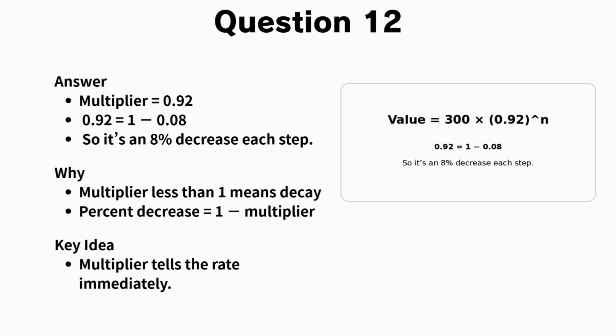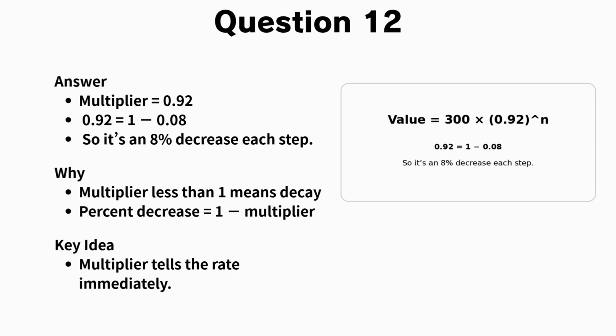Think of 1.00 as no change. If the multiplier were 1.06, we'd say a 6% increase, because 1.06 equals 1 plus 0.06. Here it's 0.92, which is less than 1, so it must be decay. Write it as a change from 1. 0.92 equals 1 minus 0.08. That tells you the value keeps 92% each step and loses 8% each step.